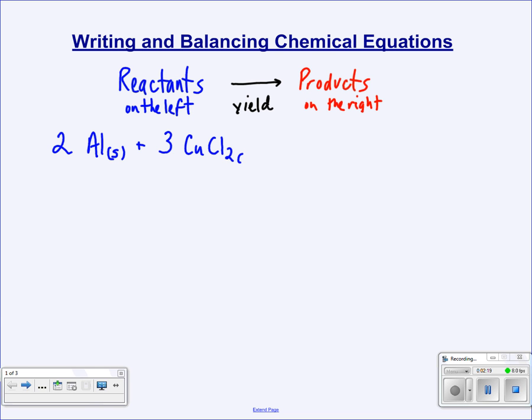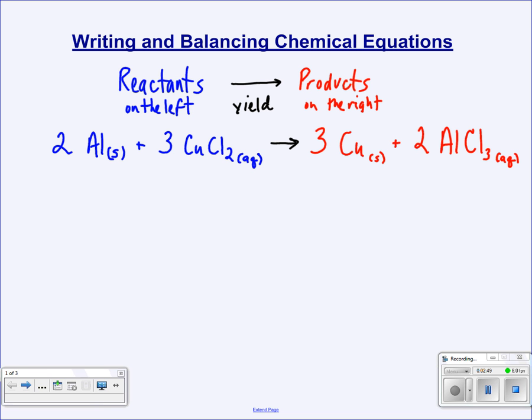And after the CuCl2, I'm going to write AQ. We'll talk about that in a second. Yields 3 atoms of copper, the metal, and 2 molecules of aluminum chloride, and I will also put an AQ after that.